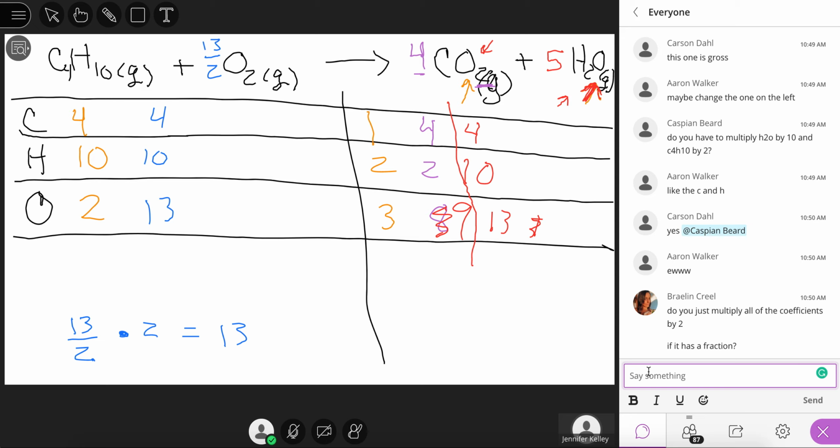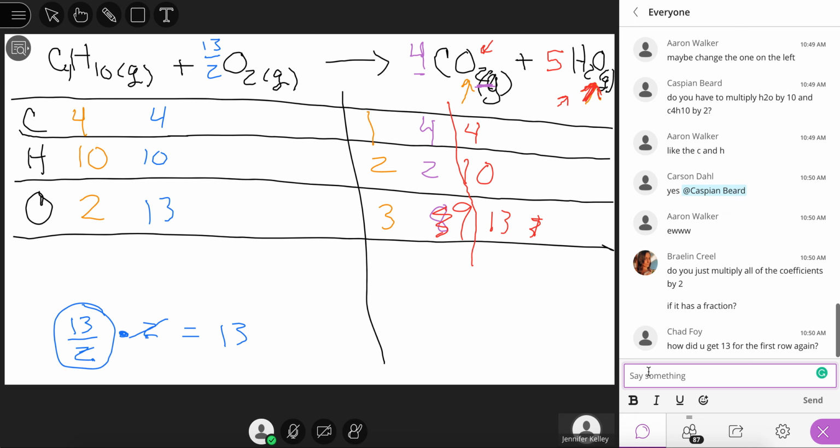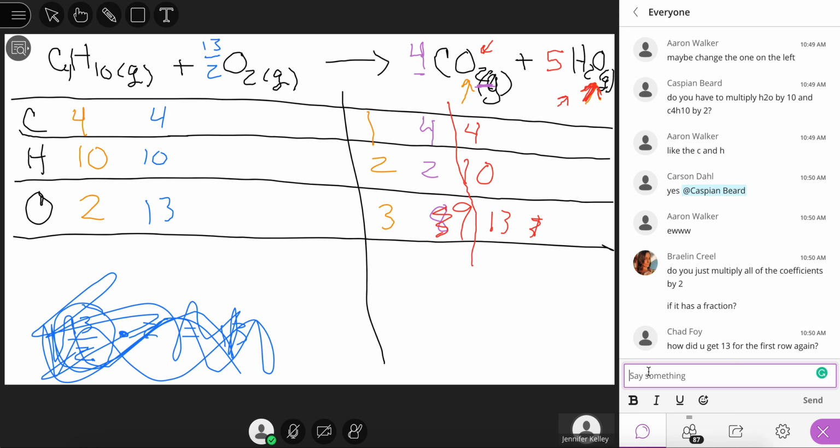Because if I have 13 over 2 and I multiply it by 2, I will just do this as I go. I'm explaining it crazy. Okay, so we're going to multiply them all by 2 in order to get rid of the denominator here.